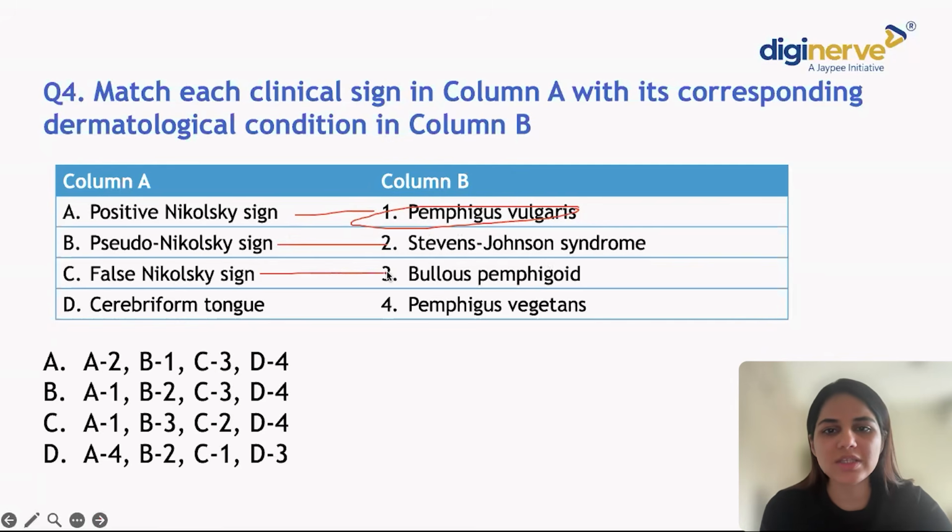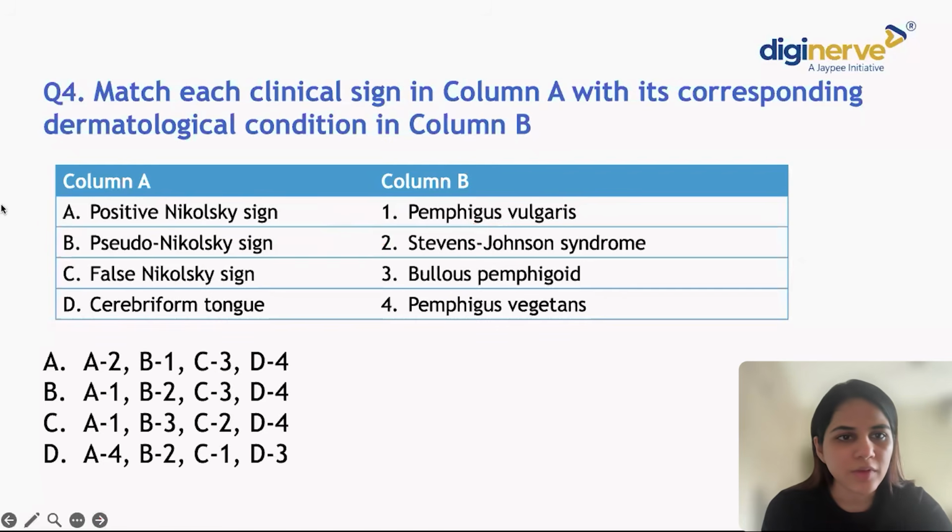False Nikolsky is seen in bullous pemphigoid. Here, false Nikolsky, a type of, as Asboe-Hansen is a type of false Nikolsky, you can see the separation because of the moving of the fluid. And cerebriform tongue is a characteristic histopathological pattern of pemphigus vegetans. So, yes, moving on to the next one.